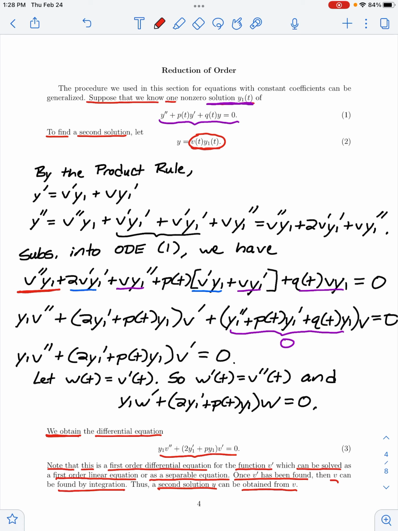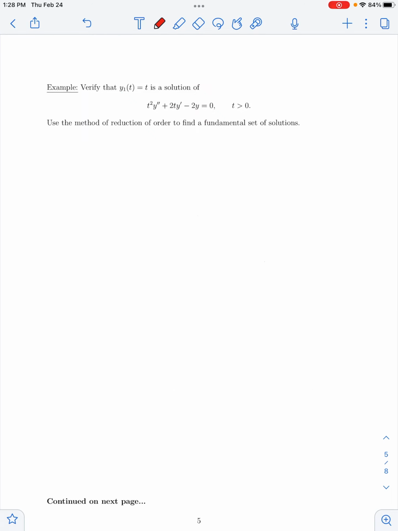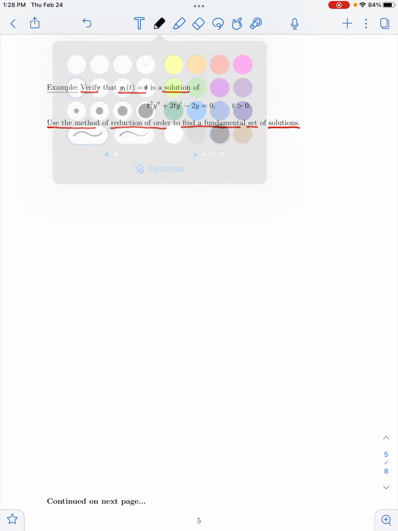So now that we've discussed this technique in general, let's look at an example making use of this. In this example, we are asked to verify that the function y1, which is equal to t, is a solution of the given second-order linear homogeneous equation, and then use the method of reduction of order to find a fundamental set of solutions. So let's start with the first part of this problem, verifying that the given function is a solution.